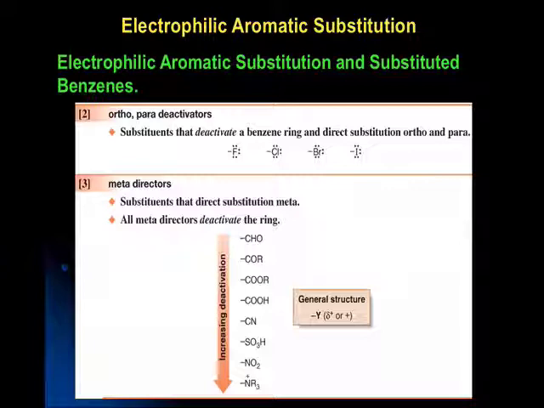Meta-directors. All meta-directors deactivate the ring. By definition, if it's a meta-director, it has to be a deactivator. These are things where the carbon atom directly attached to the benzene ring is a part of a carbonyl. So aldehydes, ketones, esters, carboxylic acids, nitriles, sulfonic acids, nitro groups, and positively charged tetraalkyl ammonium salts.